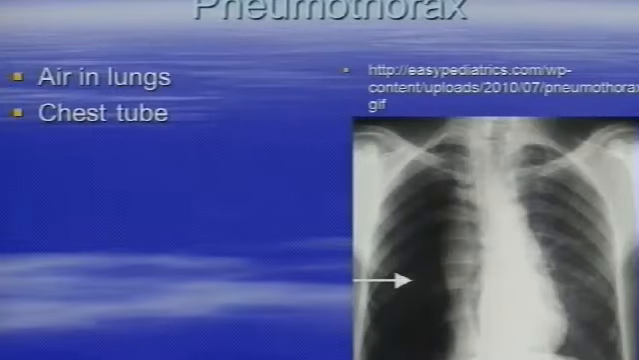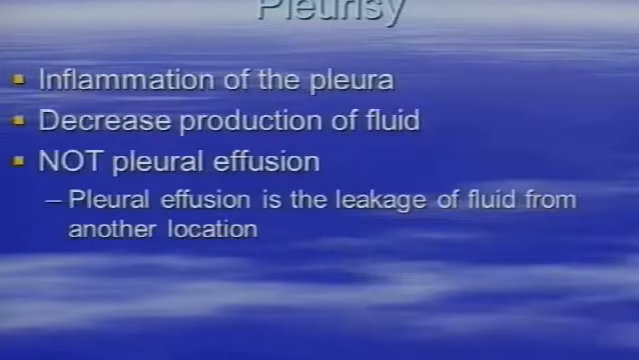Pneumothorax, right? I guess these can really go hand in hand, because if you get air into the chest cavity, you're probably going to get a collapse of that lung anyway. Oh, we're pretty familiar with this, aren't we? Chest tube to remove it. Pleurisy is going to be inflammation of that pleura.